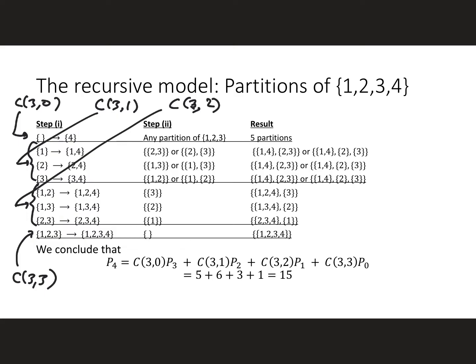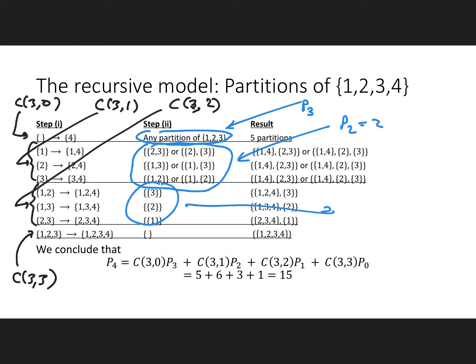And then for each one of them, the number of ways to do step 2, the number of options here, that's just a partition of 1, 2, 3. That's p sub 3. I know p sub 3 is 5, but we're going to refer to it with this notation. So here there's 2 options for each of these because p sub 2 is 2. There's only 1 option for each of these because p sub 1 is 1. And of course there's this really strange one to think about, but it's there because p sub 0 is 1.